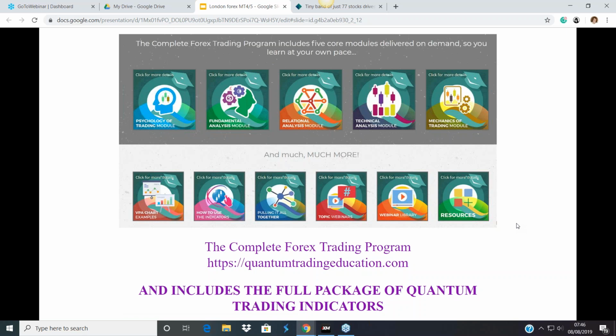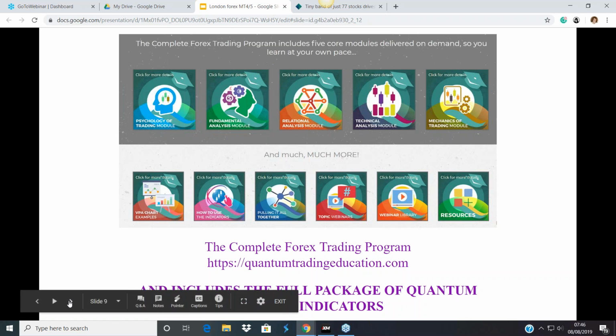These are the modules that are part of the program. As you can see, it's very comprehensive: psychology, fundamental, relational, the related markets, the technical analysis, which is a very deep dive into volume price analysis, and then the mechanics of trading, which is the practical side, if you like.